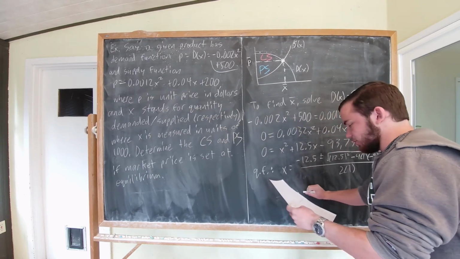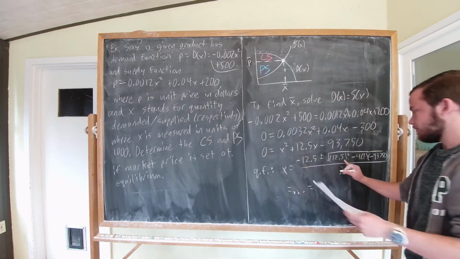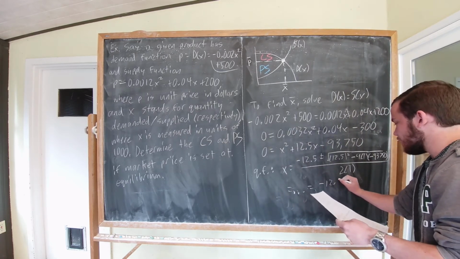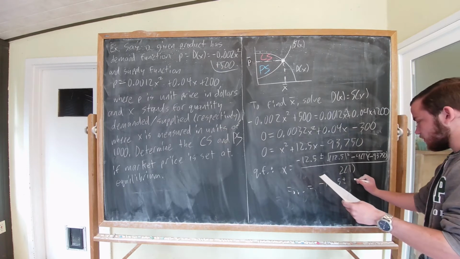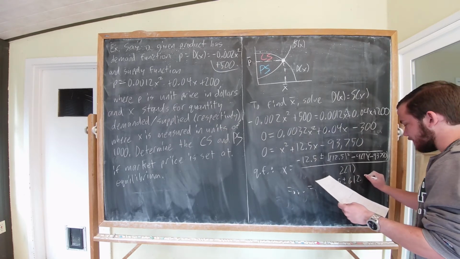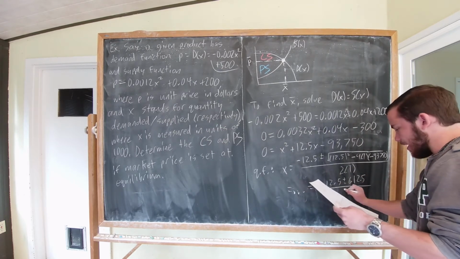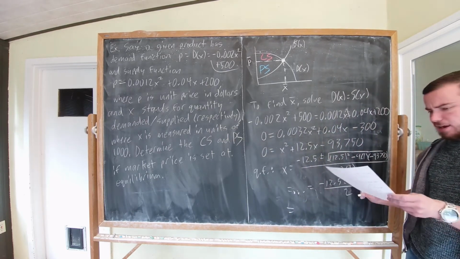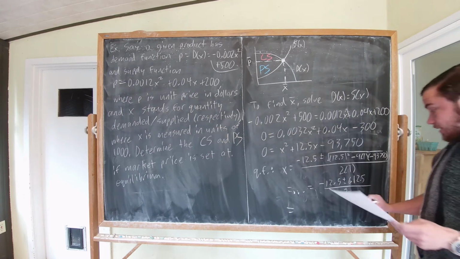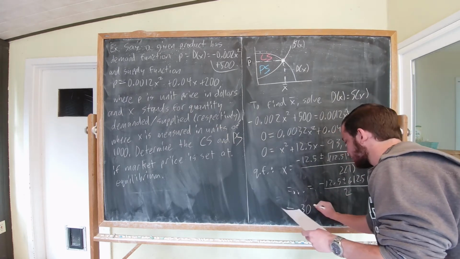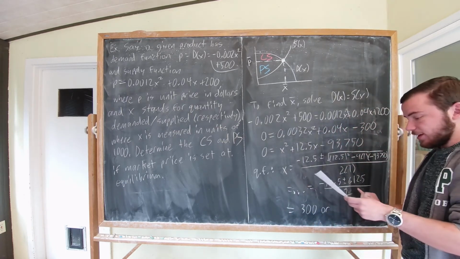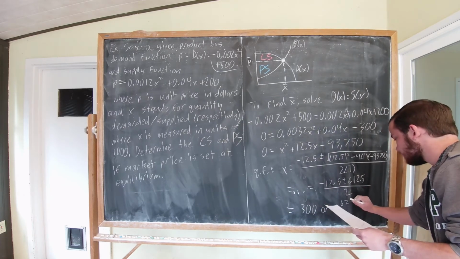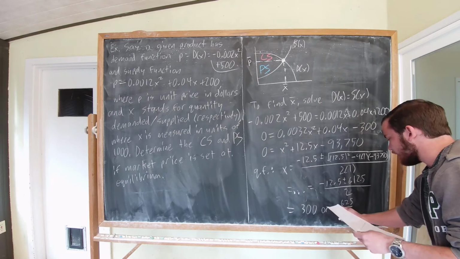Run that through your calculator, do some work. This ends up being actually pretty close to a perfect square. Negative 12.5 plus or minus 612.5, divided by 2, which if you take the positive option, you'll end up with 600 divided by 2. And if you took the negative option, you'd have negative 625 divided by 2.